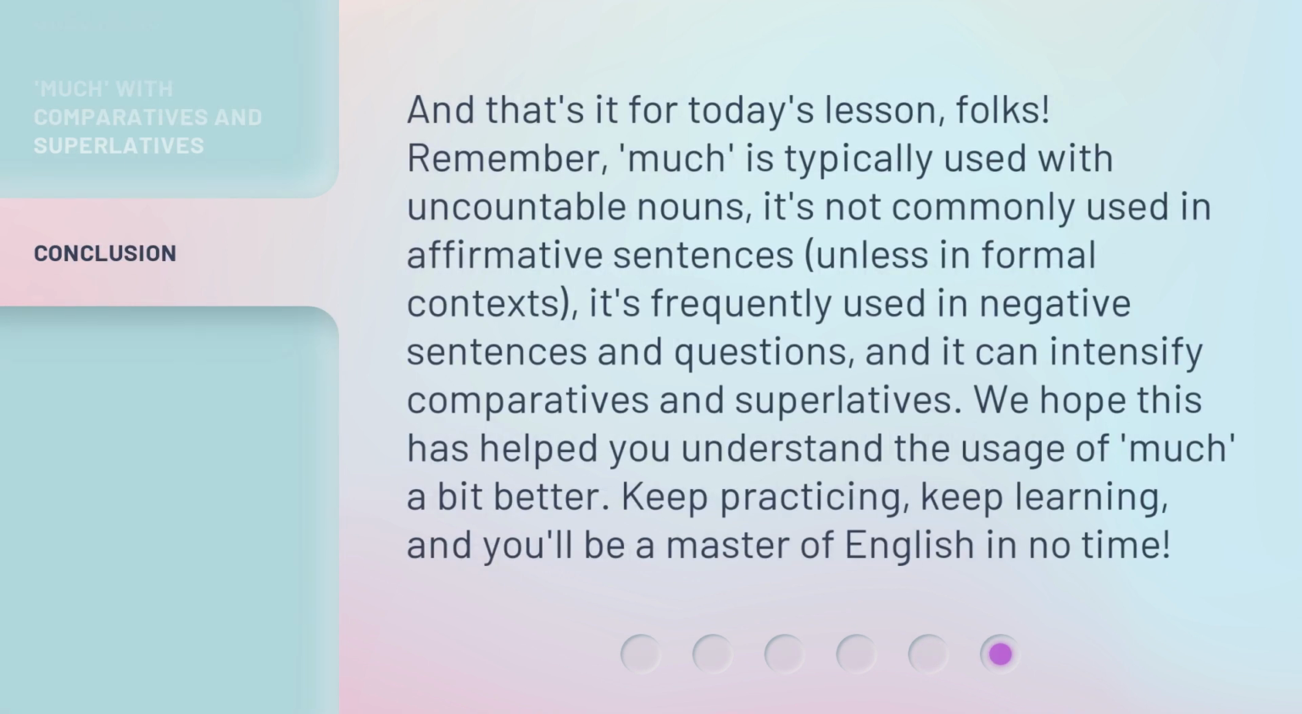And that's it for today's lesson, folks. Remember, much is typically used with uncountable nouns. It's not commonly used in affirmative sentences, unless in formal contexts. It's frequently used in negative sentences and questions, and it can intensify comparatives and superlatives. We hope this has helped you understand the usage of much a bit better.